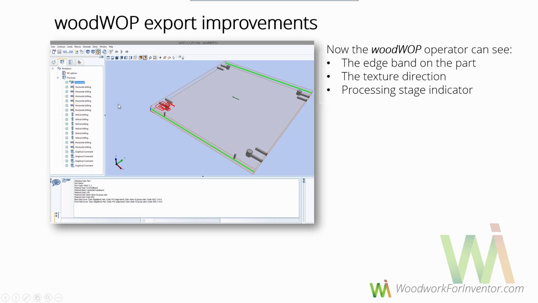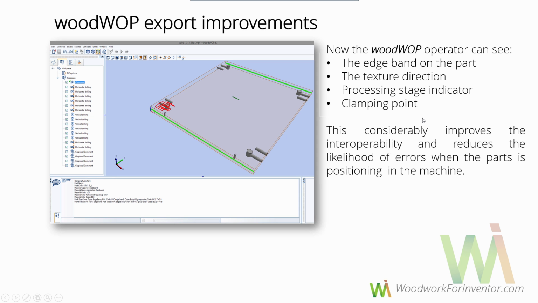And this indicator shows you the exact status of the part you are working on, which is also very important because the size of the workpiece with the edge banding and without edge banding is slightly different. And of course, we have the clamping point indicator, which is this triad in the corner. So all those improvements significantly reduce the chance of mistakes while the operator of the CNC machine places the workpiece on the laces.